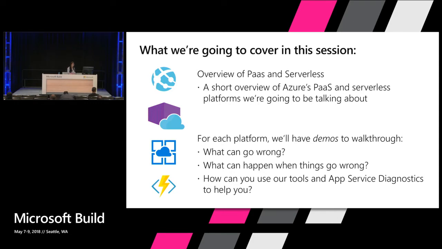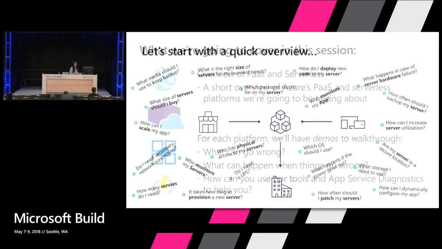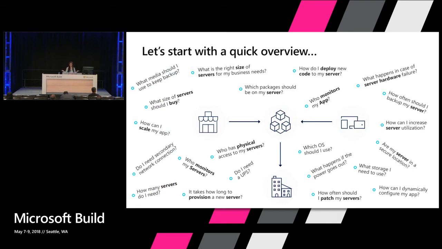Okay, cool. So first, we're going to start off with an overview of what the world looked like before PaaS and serverless. These are all the questions that you had to deal with when you're running things on-prem. You had to worry about your servers, really worry about maintaining the infrastructure and making sure everything is highly available. So what size servers should I buy? Who has physical access to our servers? Who monitors them?